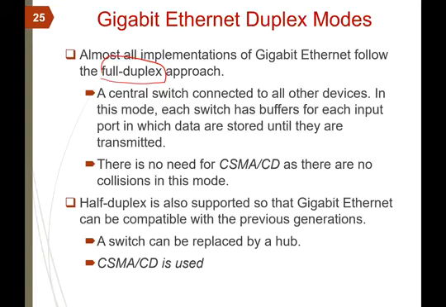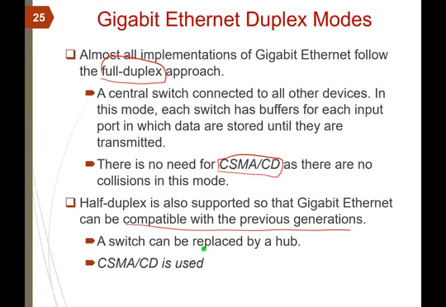There are other switches that use cut-through and send data instantly without storing them. There is no need for carrier sense multiple access, as there are no collisions in this mode, because you are using full duplex. So there is no need for this protocol. Half duplex is also supported, so that gigabit Ethernet can be compatible with previous generations.